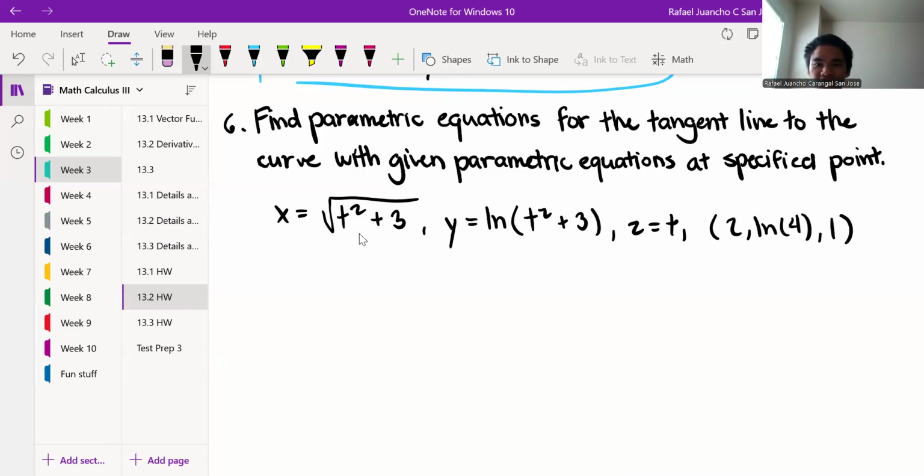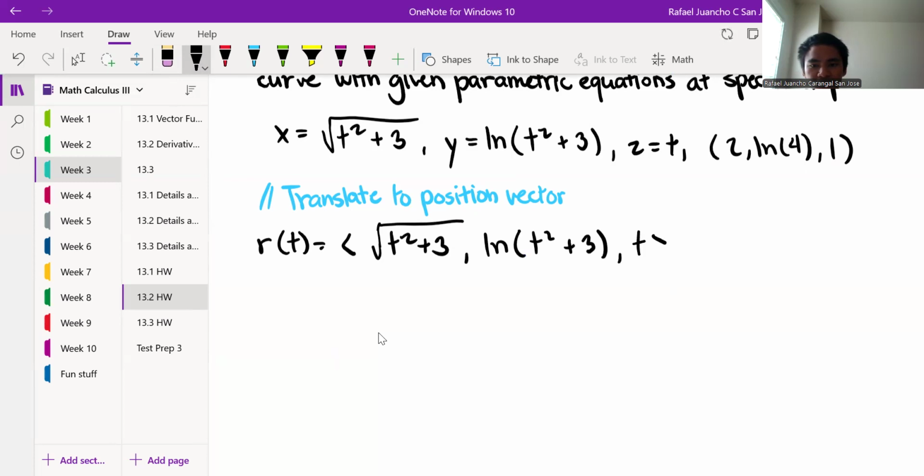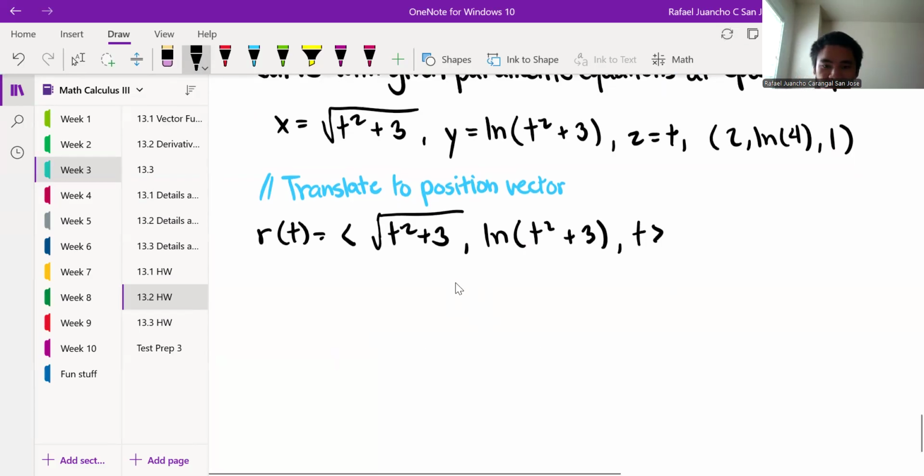And here we're being asked to again find parametric equations. So I'm just going to do what I did before. Just for practice, I'm going to walk through it, but feel free to skip. We translate to a position vector again, so we get r of t, and we just plop this in: the square root of t squared plus 3, ln of t squared plus 3, and t. Done.